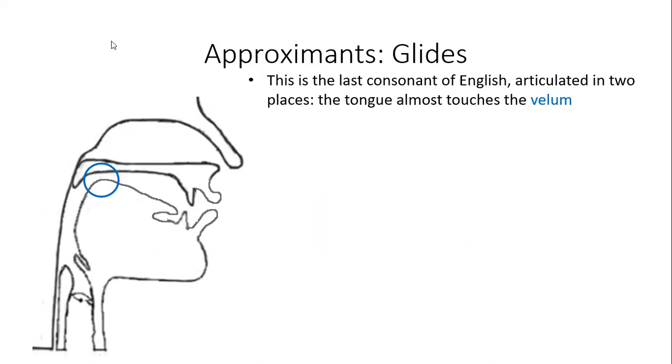So this sound is articulated in two different places at the same time, right? We looked at the affricates that have two articulations, but they're one after the other. This is two places of articulation at the same time. So first, you can see the tongue almost touches the velum here. It's not very close. This is not a fricative. We don't have velar fricatives in English. We don't have them like German does, for example.